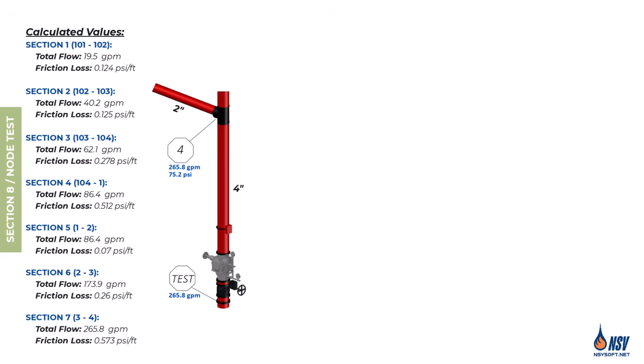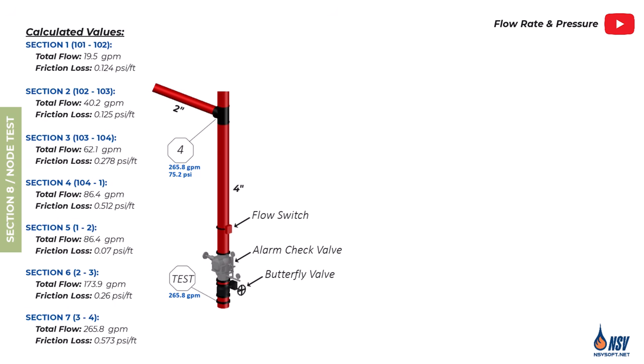In the final section of our piping network, located between Node 4 and the test connection, there are a few important considerations to address. First, this segment includes components such as the flow switch, alarm check valve, and butterfly valve. We'll review how to account for their impact on pressure loss. Second, and for the first time in our hydraulic calculation, we encounter a change in elevation. Up to this point, all nodes were assumed to be at the same elevation, but now we must factor in elevation change, as it directly affects the pressure at the test connection.